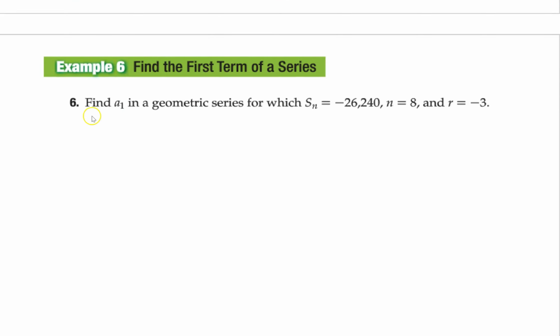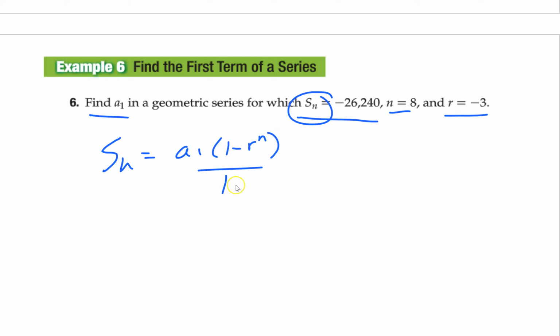So look what's going on here. They want you to find A1 and they tell you the sum of the series is this, and is that in R3, right? Well, I have the sum, so let's use the sum formula. Now let's plug in what we have. We have the sum is negative 26,240. The first term is the thing I don't have. I do have R is negative 3 and N is 8.